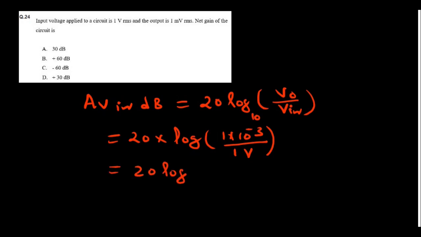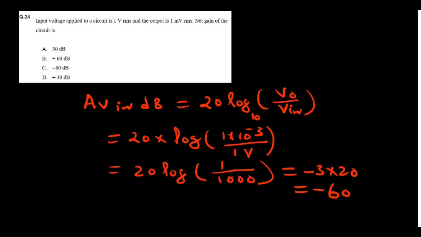Which equals 20 log of 1 upon 1000. What is log of 1000? That is 3. Log of 1 by 1000 is minus 3. So minus 3 multiplied by 20 comes to minus 60 dB. Minus 60 dB is the answer.